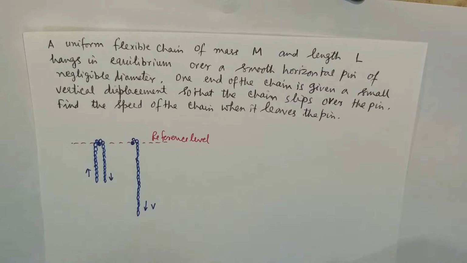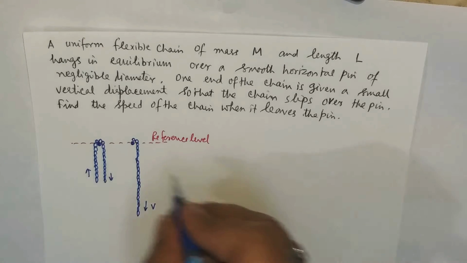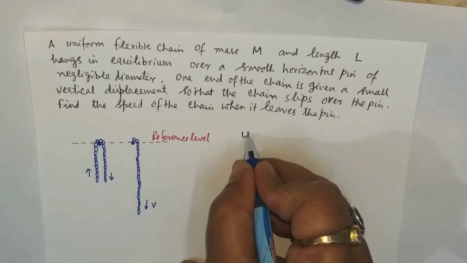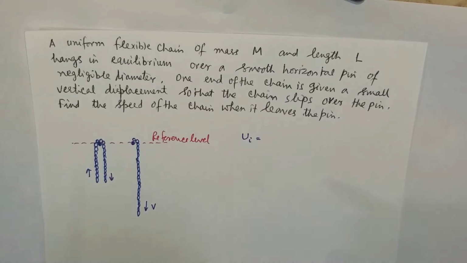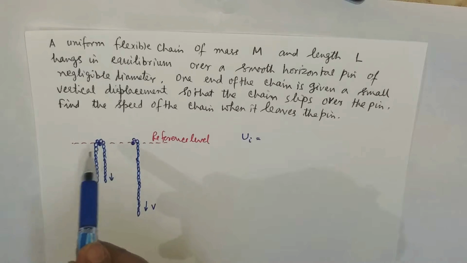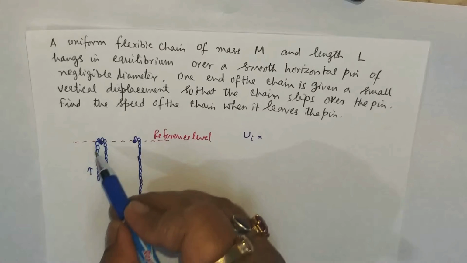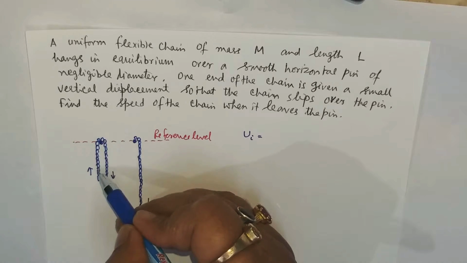Now please remember, for a vertically hanging chain, the gravitational potential energy, while calculating, we will take the mass of the total hanging portion, g, and the distance up to the center of mass of the vertically hanging portion. Please keep in mind. So, with reference to this level, what is the initial gravitational potential energy of this particular arrangement? Let's check.